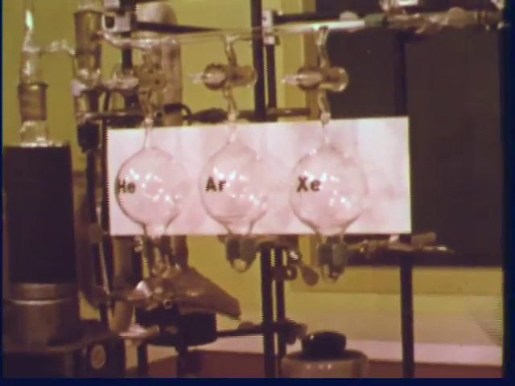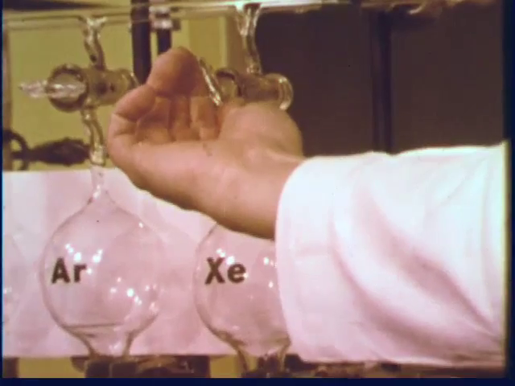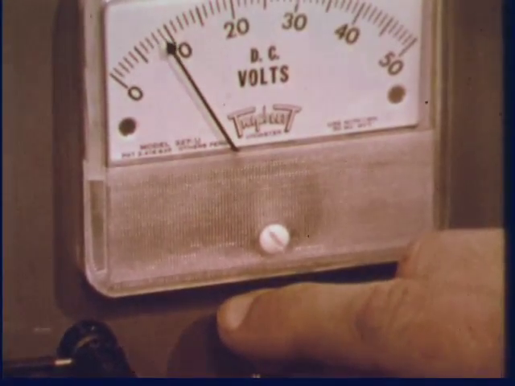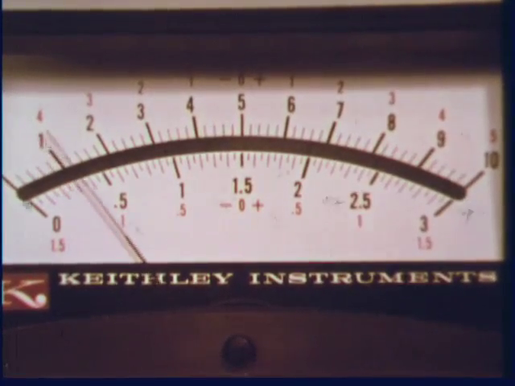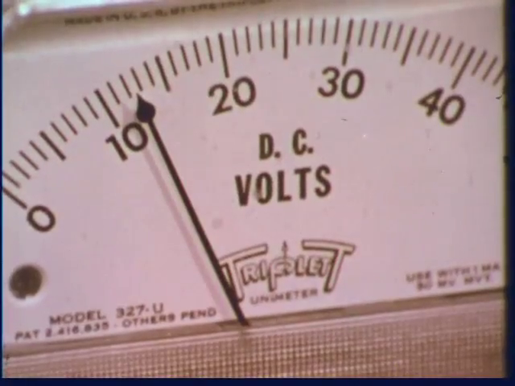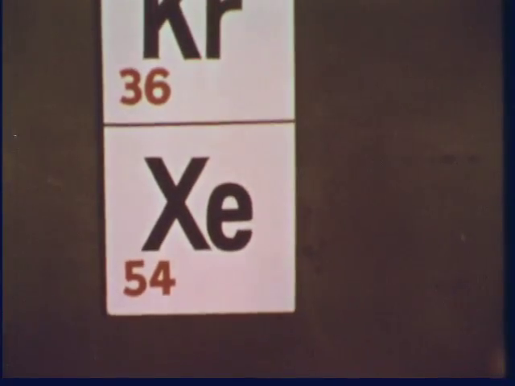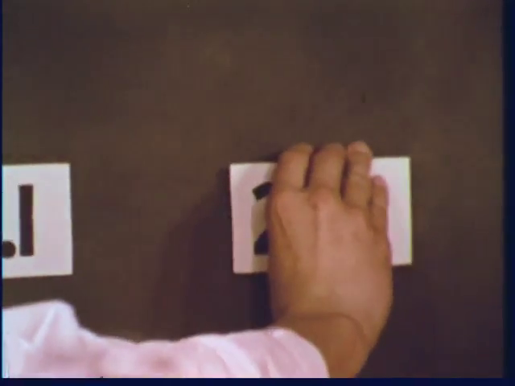Now let's try the third gas. The argon has been removed, so xenon can be added to the empty cell. Now we're ready to measure its ionization energy. The reading is about 12.5 volts this time. The accepted value is 12.1 volts, which corresponds to 280 kilocalories per mole.